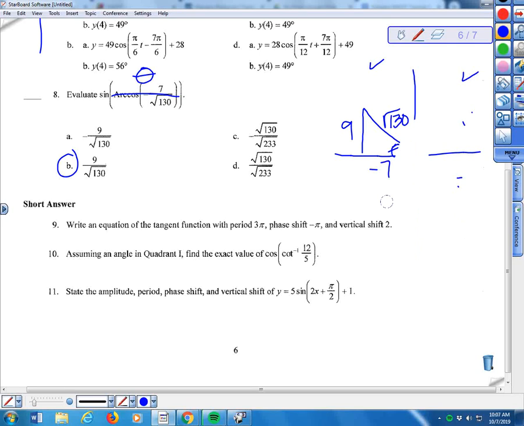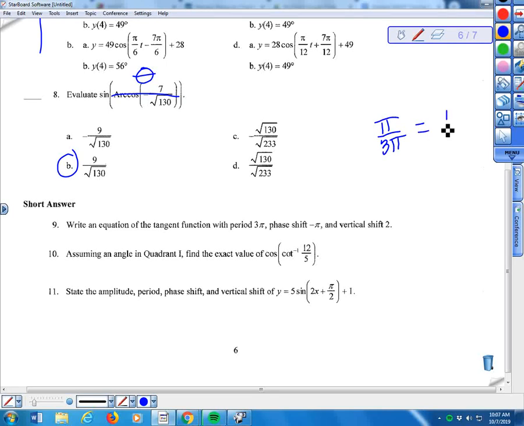All right. Write an equation of a tangent function with period 3 pi. Well, I take pi over 3 pi, and that's 1/3. I don't have any, I do have a vertical shift of 2. So it's going to be tangent of 1/3 x plus pi, plus 2. And if I wanted to, I could go ahead and just say x over 3.